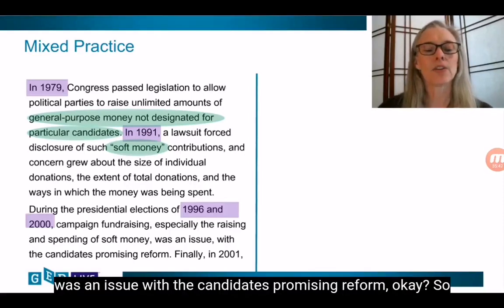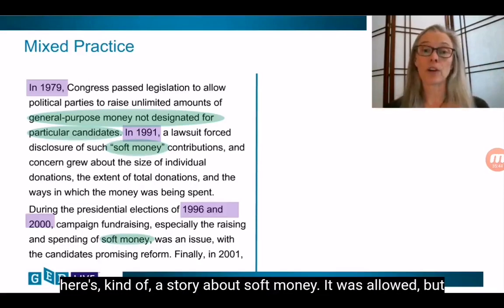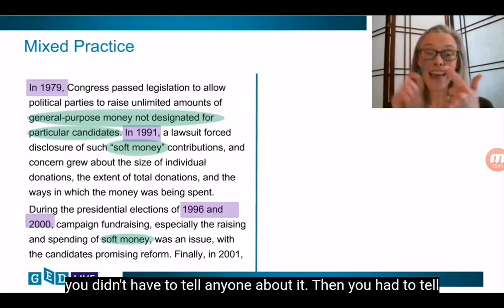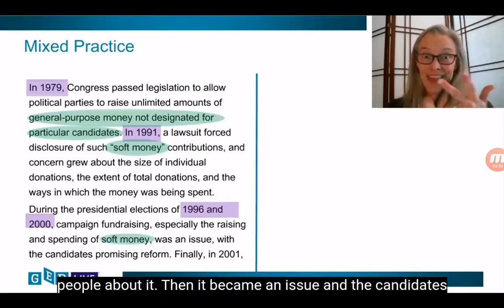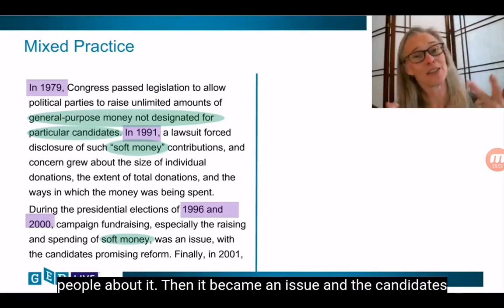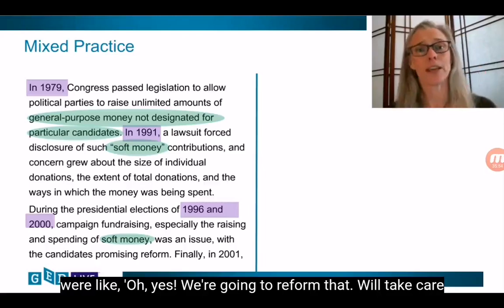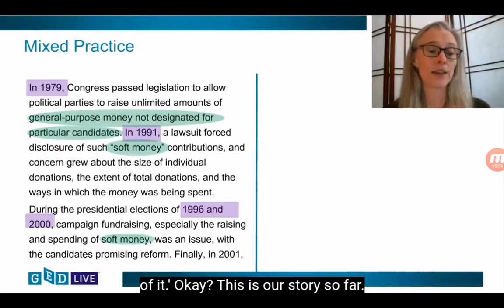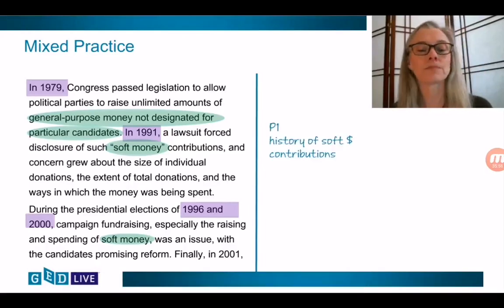Okay, so here's kind of a story about soft money. It was allowed, but you didn't have to tell anyone about it. Then you had to tell people about it. Then it became an issue, and the candidates were like, oh yes, we're going to reform that. We'll take care of it. Right? Okay, this is our story so far.